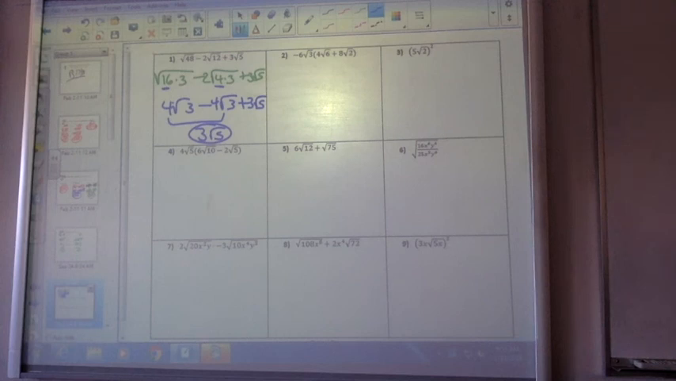And the blue or the green? Blue. Okay, so are you okay with 4 root 3, the very first one? The second one, are you okay that that's minus 4 root 3? And then the third one is just plus 3 root 5.